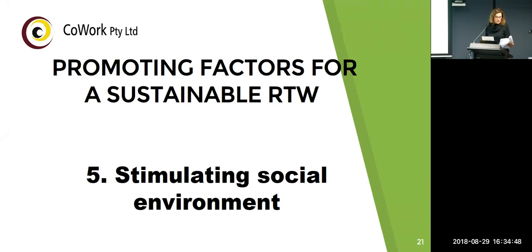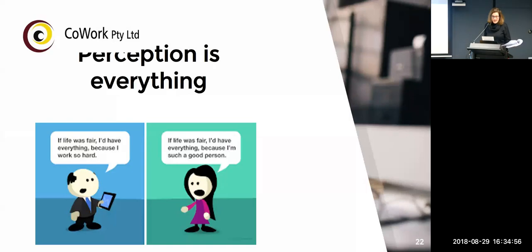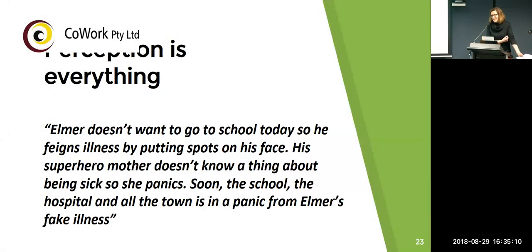The evidence is conclusive that people with little or no social support have poor outcomes. Perception is everything. In life, if life was fair, I'd have everything because I work so hard. If life was fair, I'd have everything because I'm such a good person. Not for a second do I think with this slide that all workers feign illness. And as Dr. Yong referred to earlier, malingering is an out-of-date concept and we don't use that terminology. However, perception is everything.